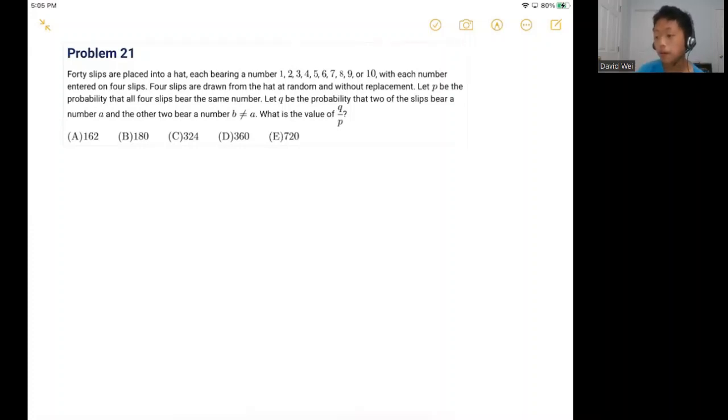We let P be the probability that all 4 slips that you draw have the same number written on them. We let Q be the probability that 2 of the slips have one number A and 2 of the slips have a number B, but they're not equal. We want to know the value of Q over P.